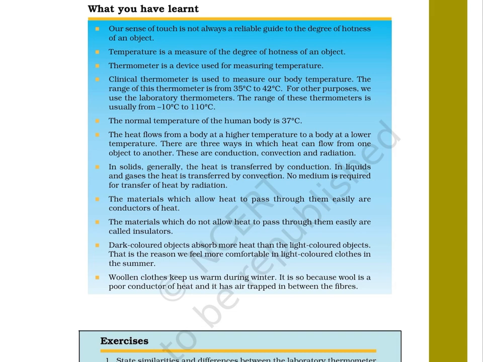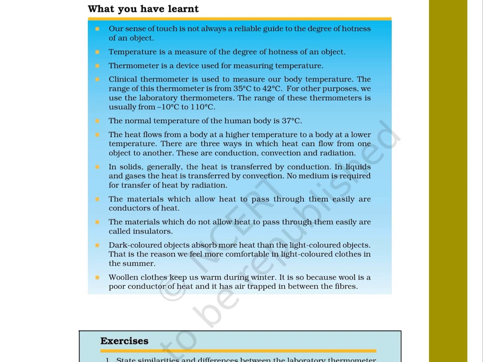The range of this thermometer is from 35 degrees Celsius to 42 degrees Celsius. For other purposes, we use the laboratory thermometers. The range of these thermometers is usually from minus 10 degrees Celsius to 110 degrees Celsius. 5. The normal temperature of the human body is 37 degrees Celsius.